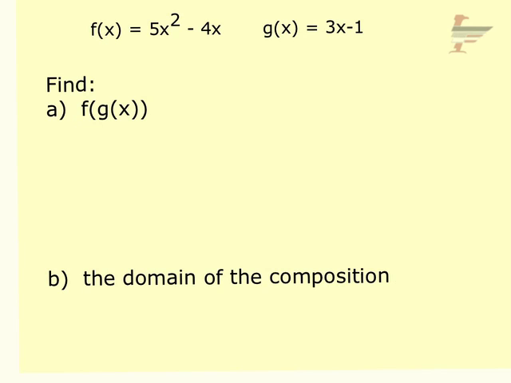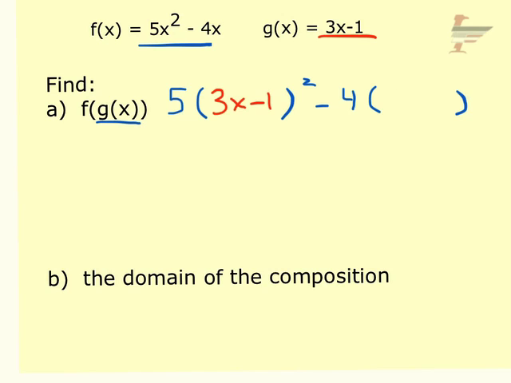All right, last one then, find f of g of x. So I'm going to start with f of x, which is 5x squared minus 4x. And I'm going to replace the x's with g of x, which is 3x minus 1. Okay, there's a lot going on here, so be real careful with this. So first and foremost, this quantity is being squared, which means I have to FOIL that. So I'm going to take 3x minus 1 times 3x minus 1.